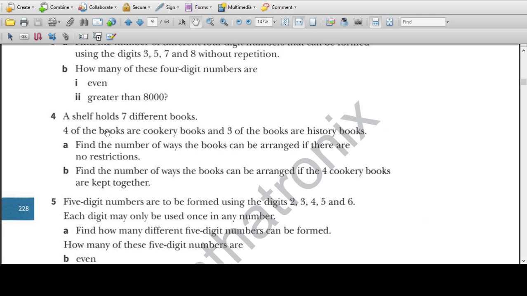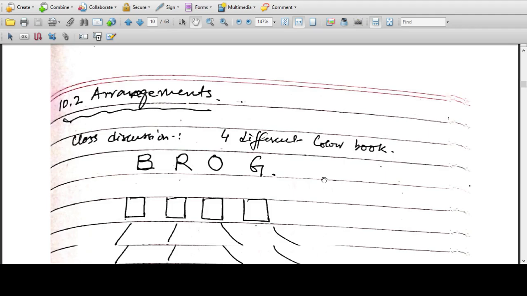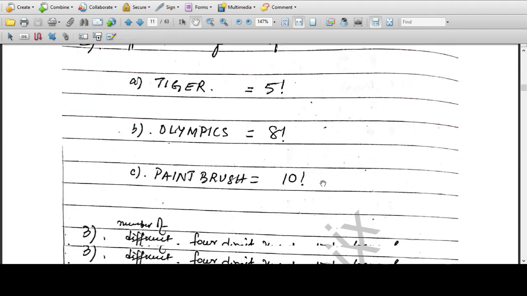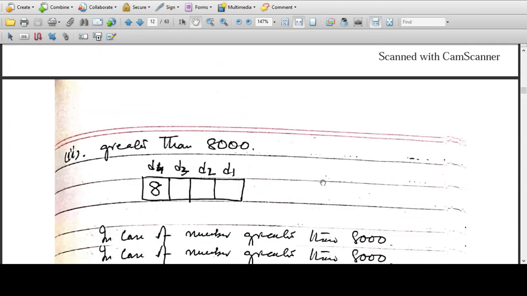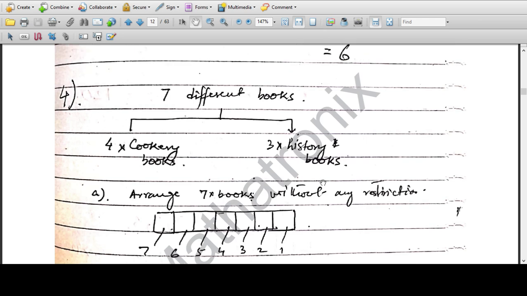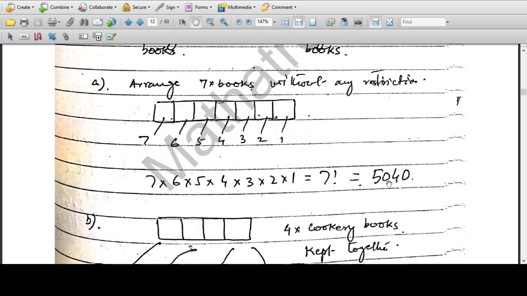So this part: find the number of ways the books can be arranged if the 4 cookery books are kept together and the 3 history books may be arranged anywhere. So this is 4 cookery books and 3 history books, 7 arranged. So this is 7 factorial.